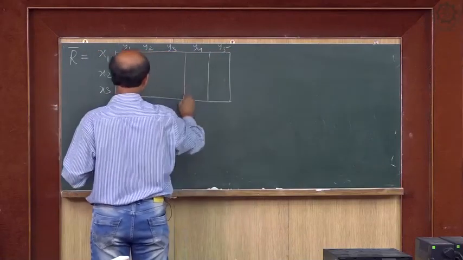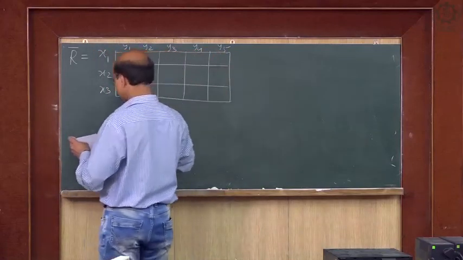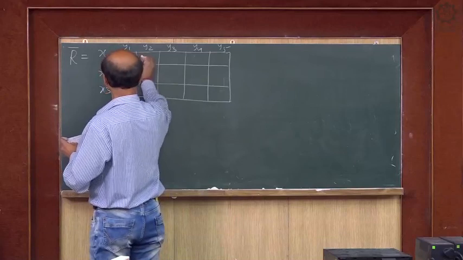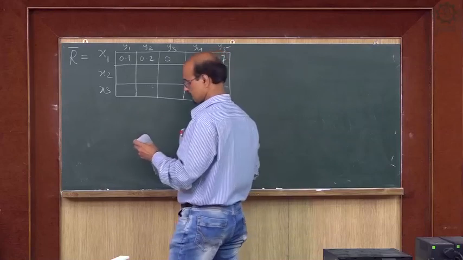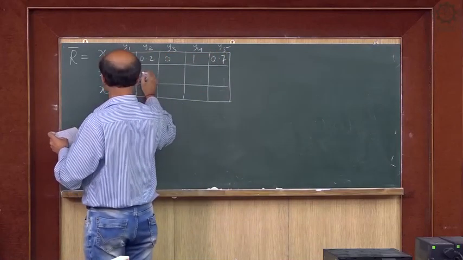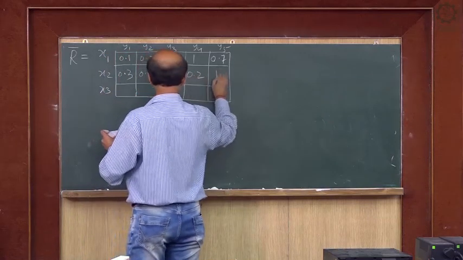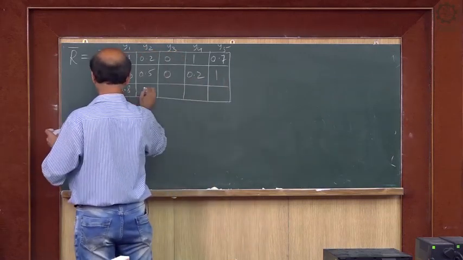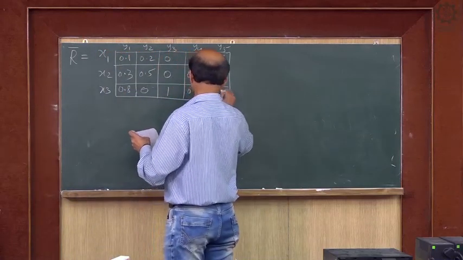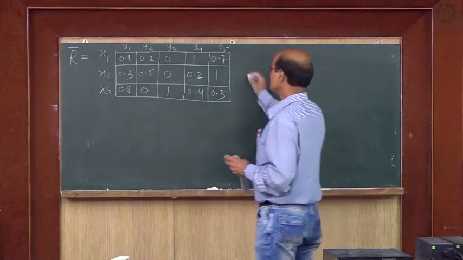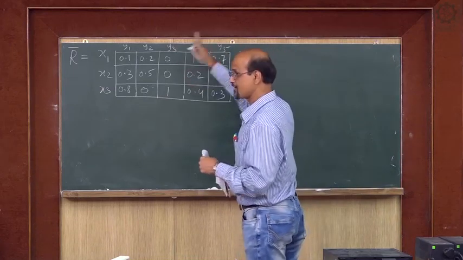So, y5, y4, y3, y2, y1. What are the membership degrees? 0.1, 0.2, 0, 1, 0.7. First row 0.3, 0.5, 0, 0.2, 1, 0.8, 0, 1, 0.4, 0.3. Okay? And suppose I have S bar as from now y to z.